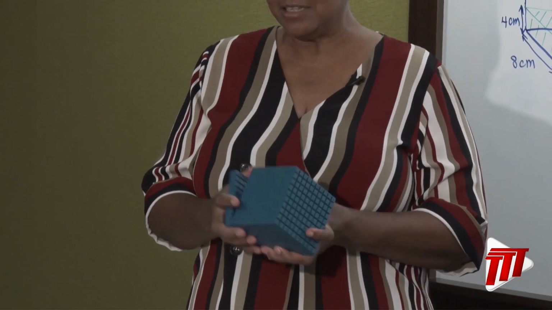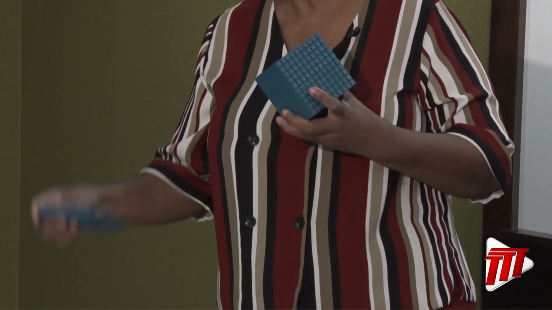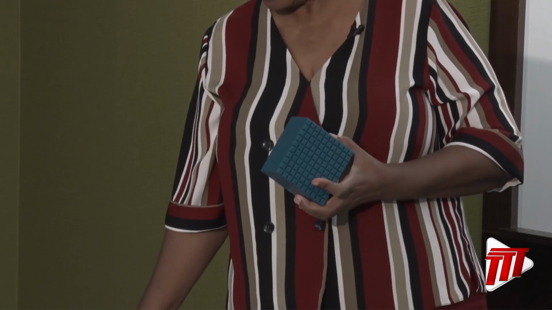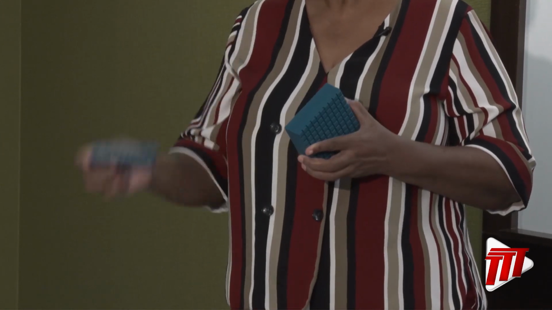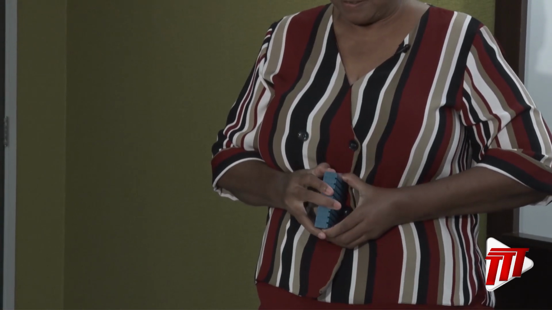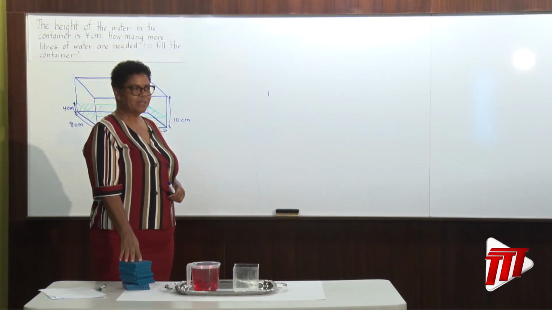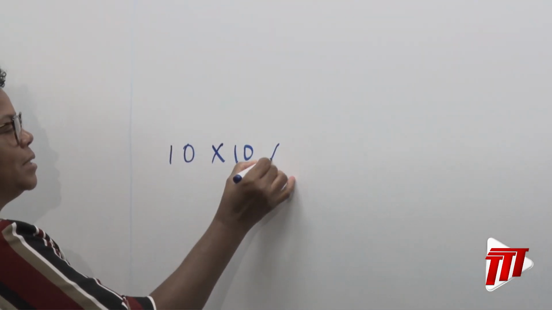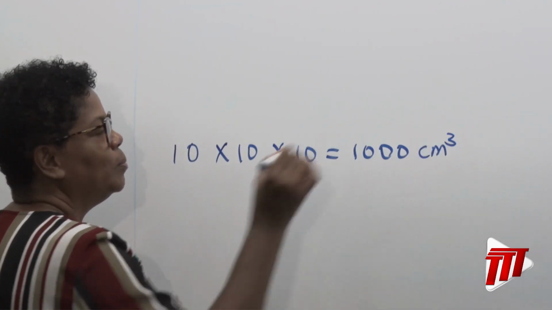And you have 10 layers like these: 1, 2, 3, 4, 5, 6, 7, 8, 9, and 10. So the volume of this cube is 10 multiplied by 10 multiplied by 10, which is 1,000 cubic centimeters.